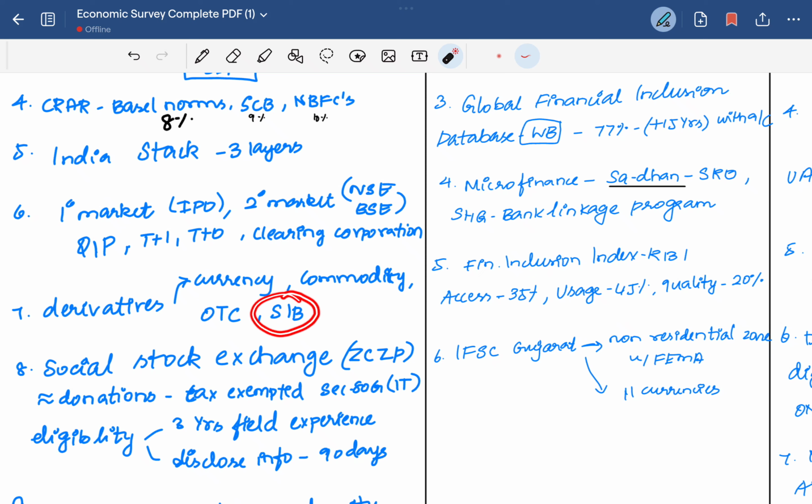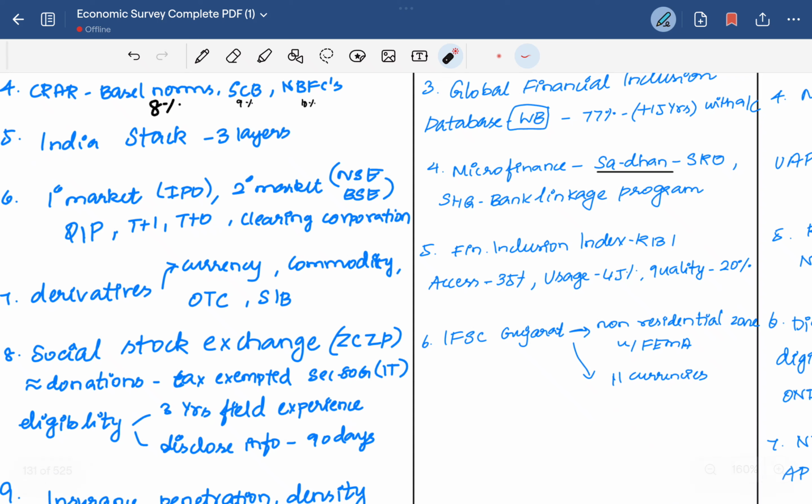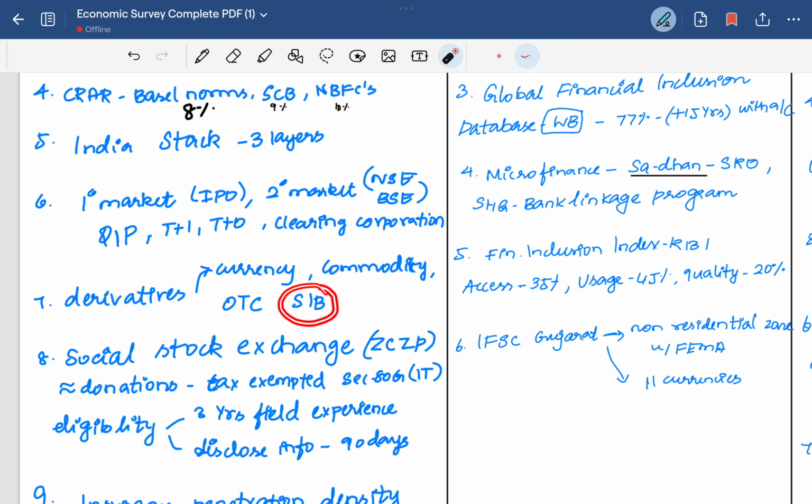Then the SIBs, that is the systemically important banks. They are said to be too big to fail. These are banks which have a big market presence and high value. These are banks recognized all over the world, so they are too big to fail. In India, SBI and ICICI are some of the systemically important banks.